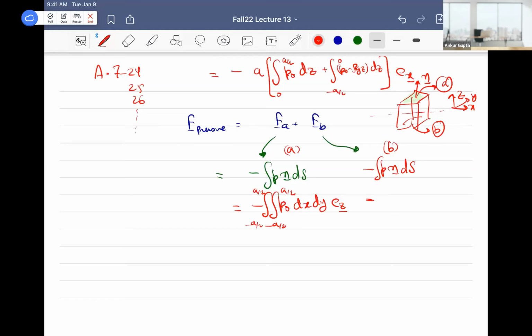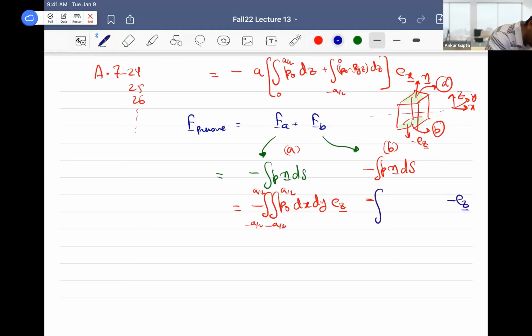Any questions here? Anything that's confusing? All right. So what's my normal in the B face here? Minus EZ, right? It's minus EZ because it's pointing into the water phase.